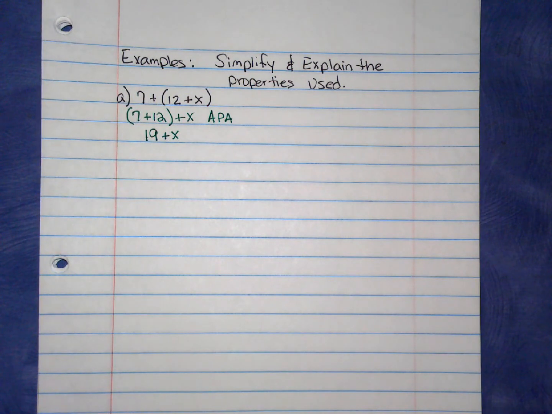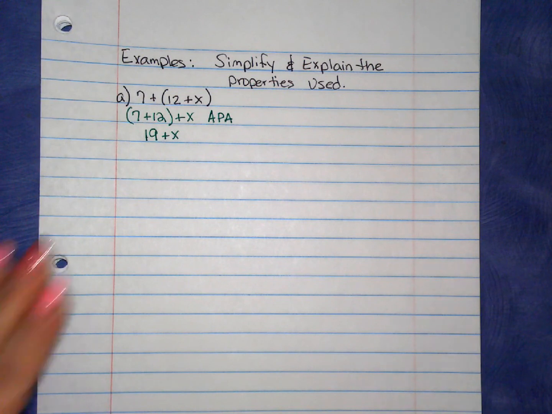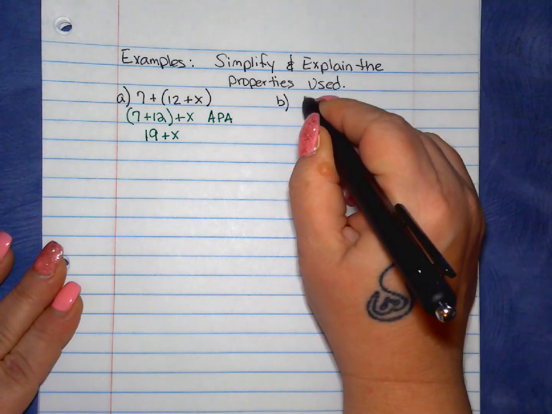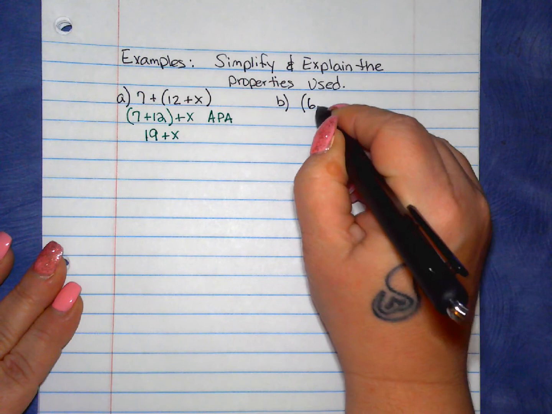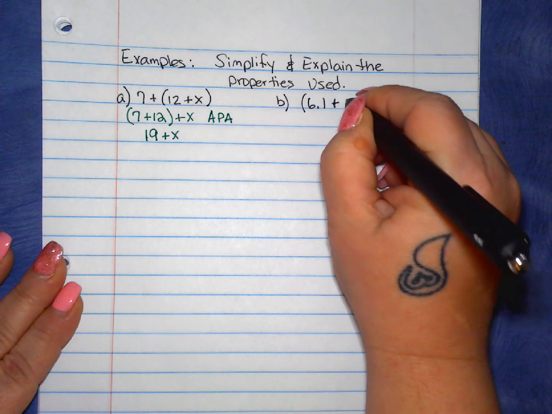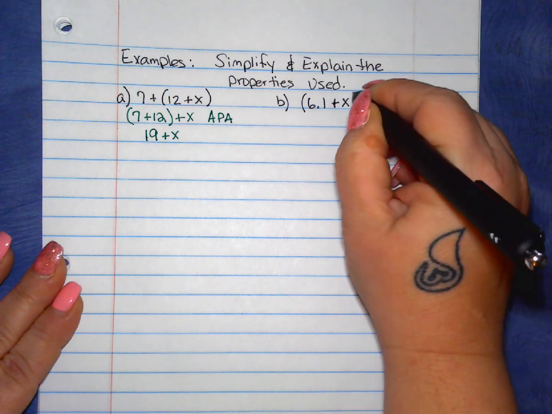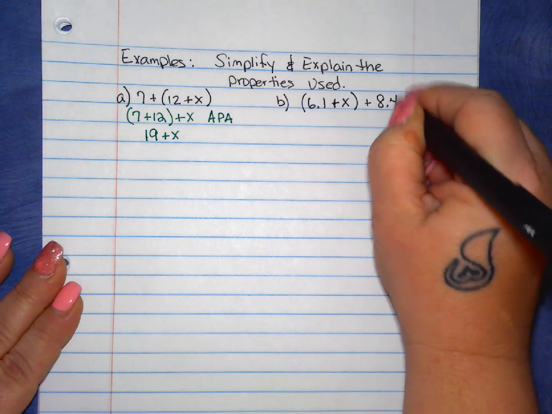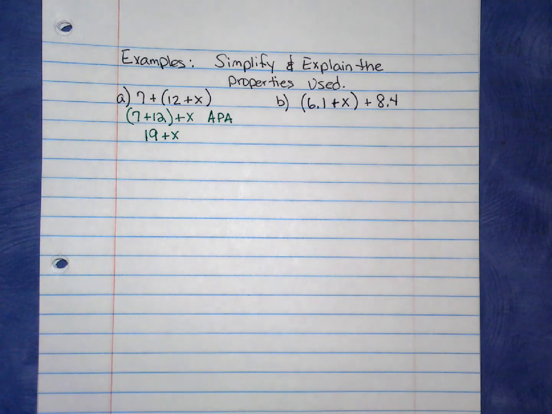All right. So let's go ahead and try another one. This is going to be B. And for this one, we've got 6.1 plus x plus 8.4. Okay, so now I have to decide, am I using commutative? Am I using associative? What am I going to do?